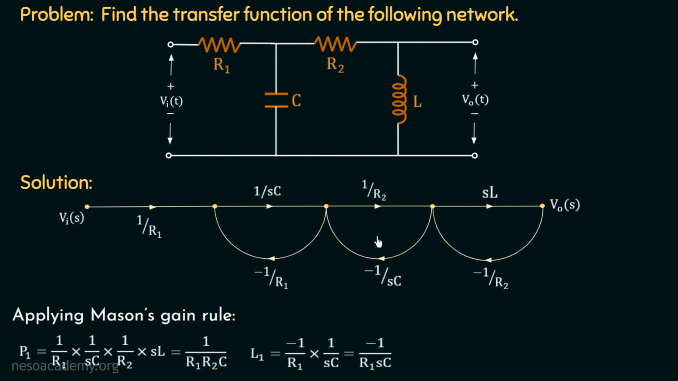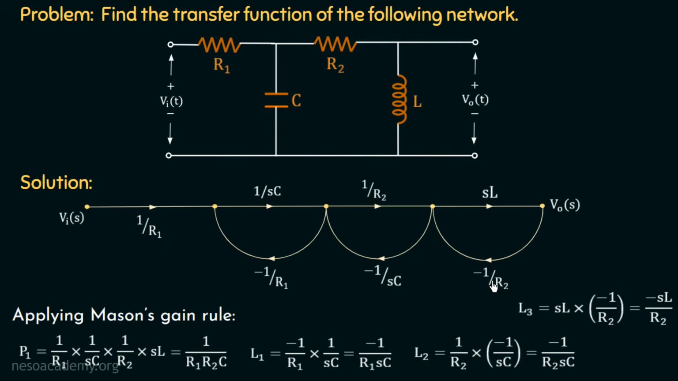The loop gain L2 is the product of these two branches, which is equal to 1 over R2 multiplied with minus 1 over SC. So it will be equal to minus 1 over R2 SC. In the same way, the loop gain of this loop L3 will be equal to the product of these two branches. It will be equal to SL multiplied with minus 1 over R2. So it will be equal to minus SL over R2.